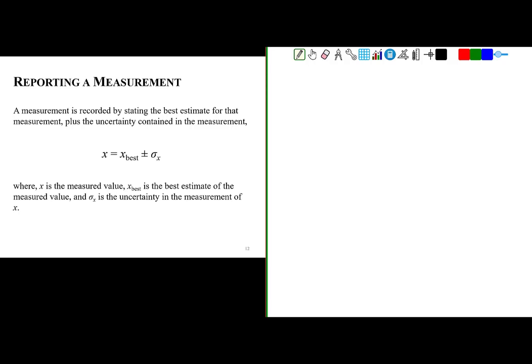A measurement is recorded by stating the best estimate for that measurement plus the uncertainty contained in the measurement. We express that in this format. We say that the result of a measurement, in this case, let's say x, is equal to our best estimate plus or minus the uncertainty in that estimate. So again, this x best just represents our best estimate for the result of a measurement. That might be the height of a person.